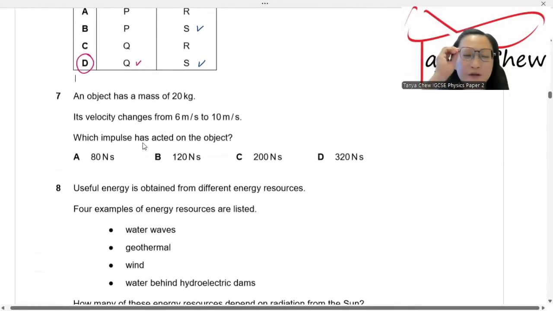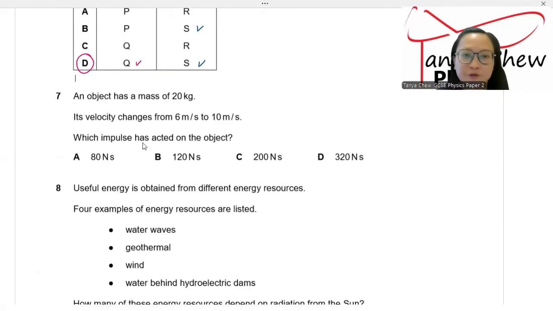Now, question number 7. An object has a mass of 20 kilograms. Its velocity changes from 6 meters per second to 10 meters per second. Which impulse has acted on the object? Now, about the impulse, there are two equations of impulse. One is force times time. The other one is the change in momentum, final momentum minus initial momentum. Since the velocities are given, I am going to use the change in momentum to find my impulse.